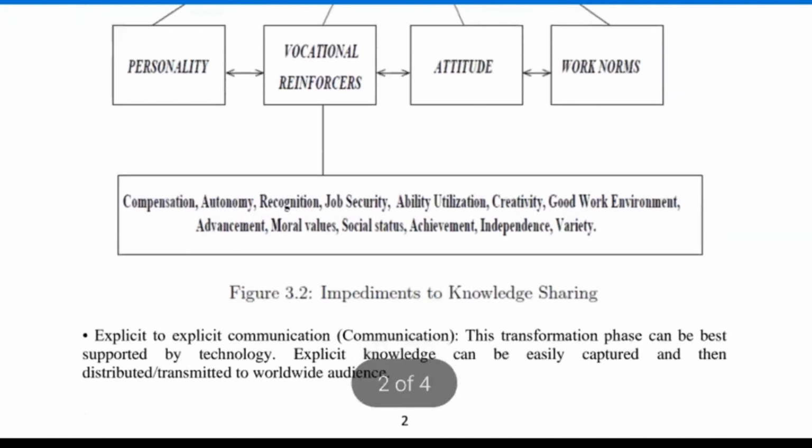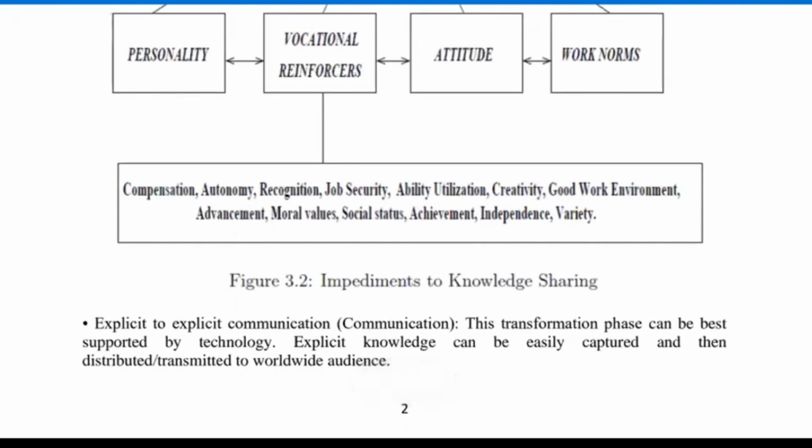Now, vocational reinforcers. So what are those reinforcers which help inhibit or exhibit knowledge sharing? First is compensation. For example, if someone has gained something, and if he thinks that by sharing this knowledge in an open market or with a new company, his compensation or his career graph could be upswing, then he will tend not to share the knowledge.